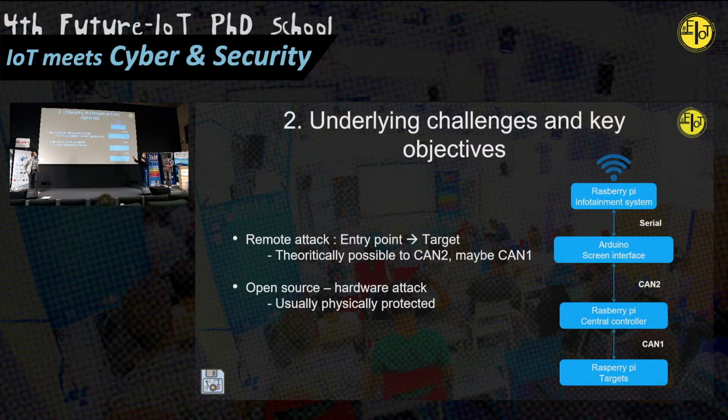But there is a theoretical attack possible. This would start by getting into the Raspberry Pi and then via a serial connection taking over the Arduino and sending commands from the Arduino to the CAN2 interface to the central controller and then finally to the targets and change the values. Since this was not fully possible, since the Arduino wasn't properly working, we had to do a physical attack, and we connected our Raspberry Pi once we were in to the CAN1 interface to see what we would be able to do and how we could damage the system.